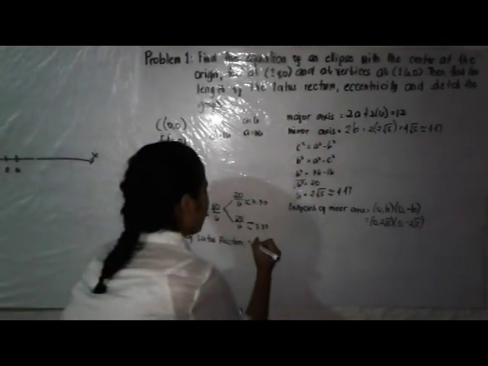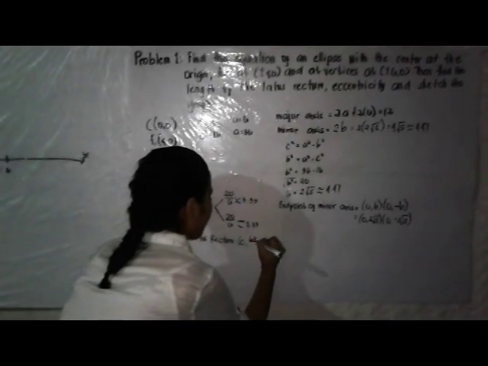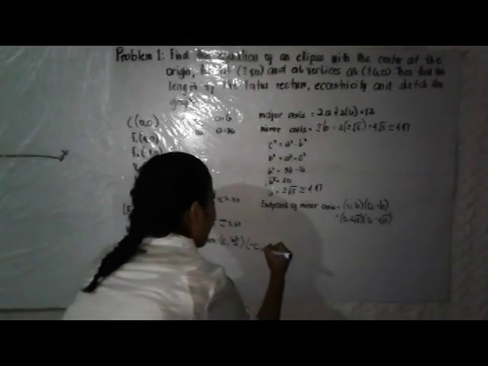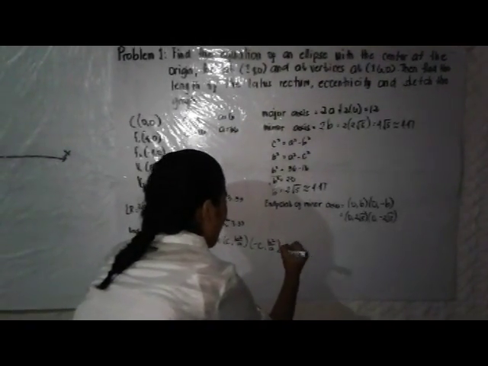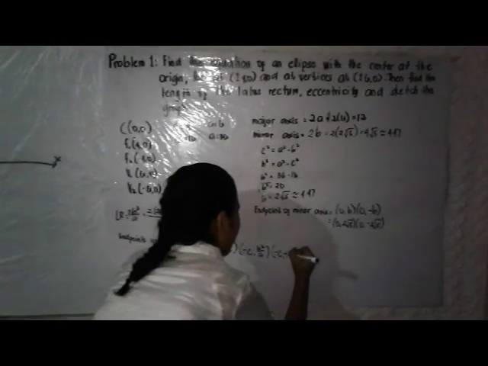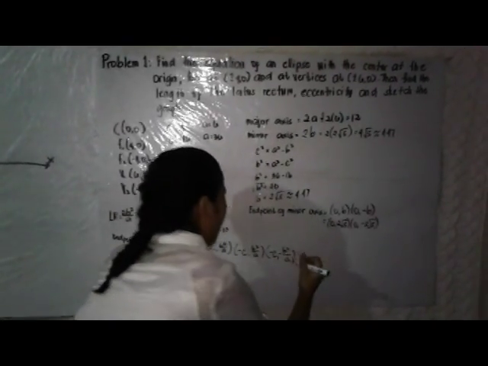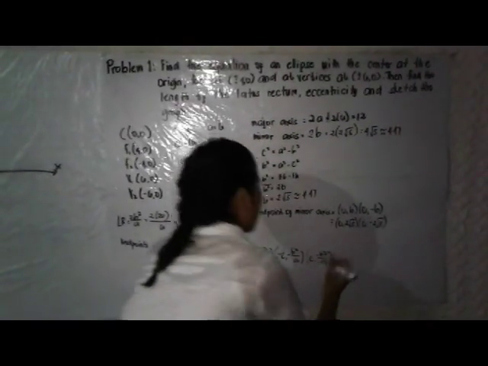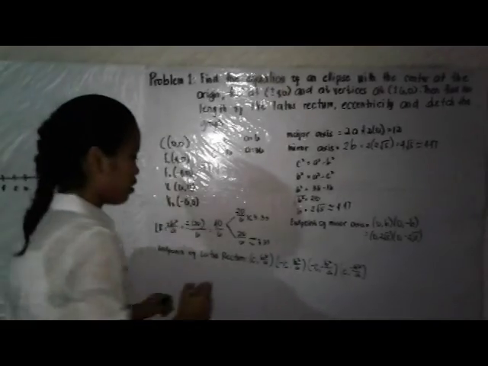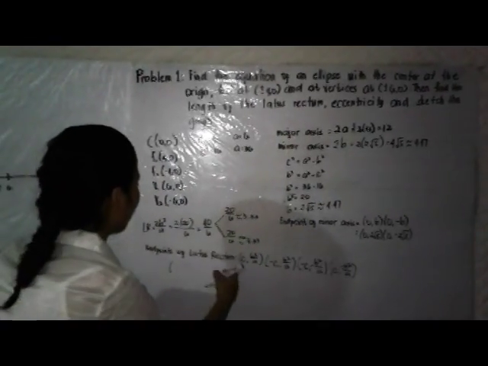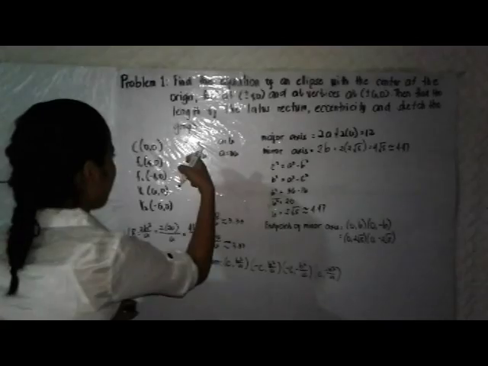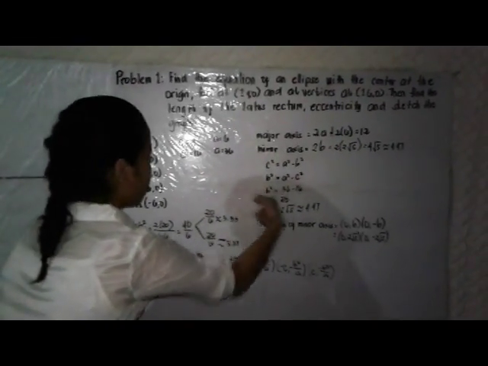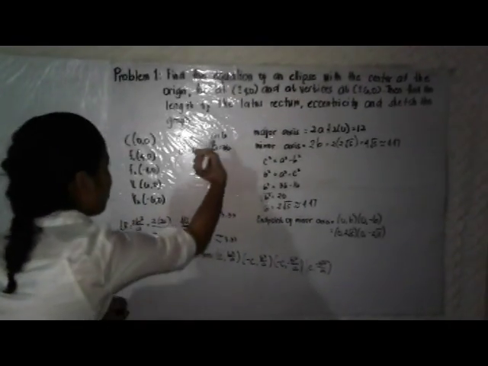This is having the positive c and positive b squared over a, the negative c and positive b squared over a, the negative c and negative b squared over a, and the positive c and negative b squared over a. So our first endpoint of the latus rectum: our c is 4, our b squared is 20, and our a is 6.